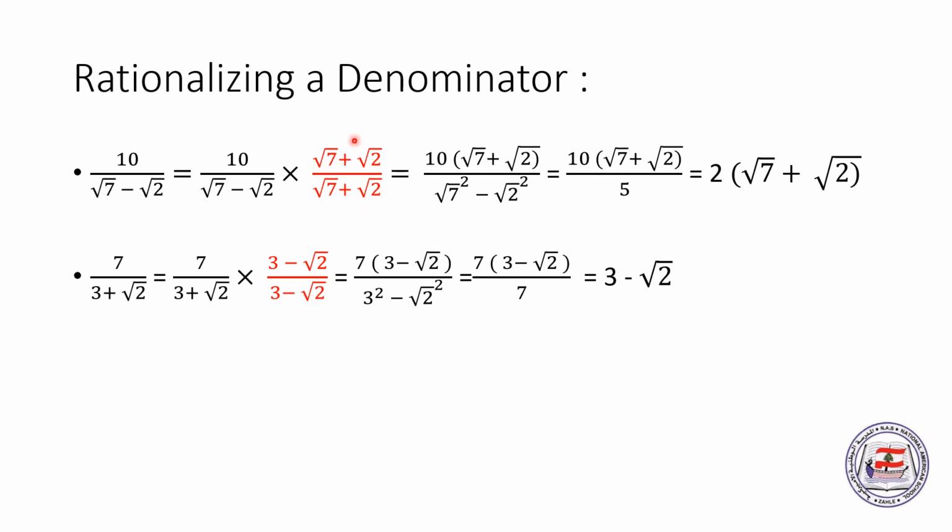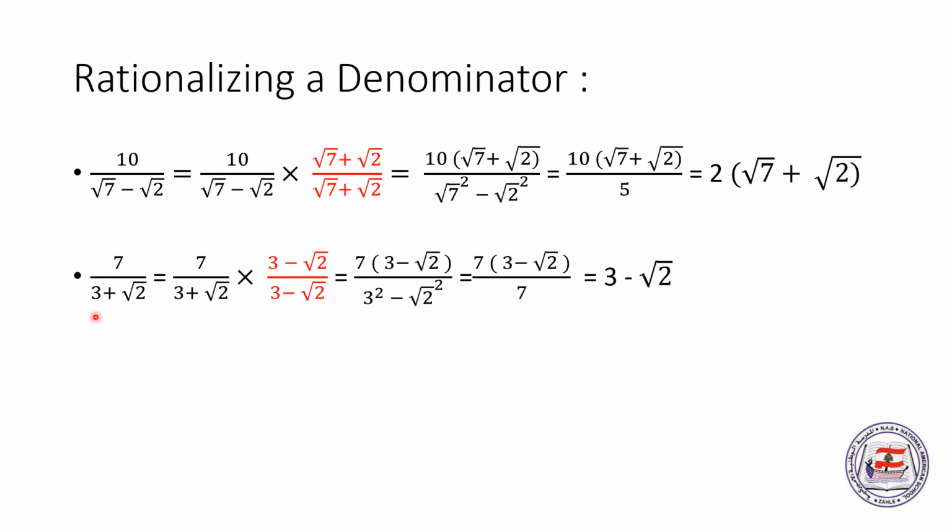By multiplying the fraction by radical 7 plus radical 2 in the numerator and in the denominator, we get 10 into radical 7 plus radical 2 over the difference of the two squares, radical 7 squared minus radical 2 squared. Reducing this fraction, we get 10 into radical 7 plus radical 2 over 5, which gives finally 2 into radical 7 plus radical 2.